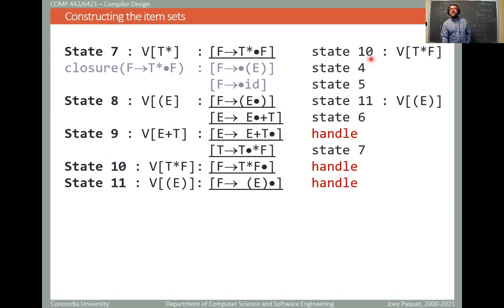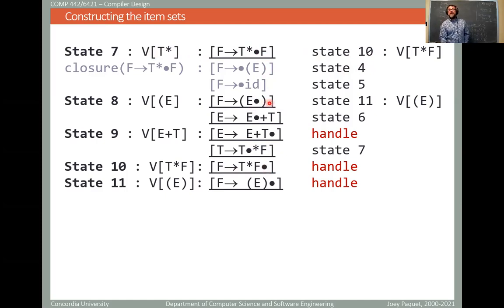Then my state number 10 here is the V of T times F. So I take this item here and push it into my state number 10. Then I move the dot after the F. So that's my starting item set for state number 10. Of course, the closure does not add anything, so that's my final set of items for this state.